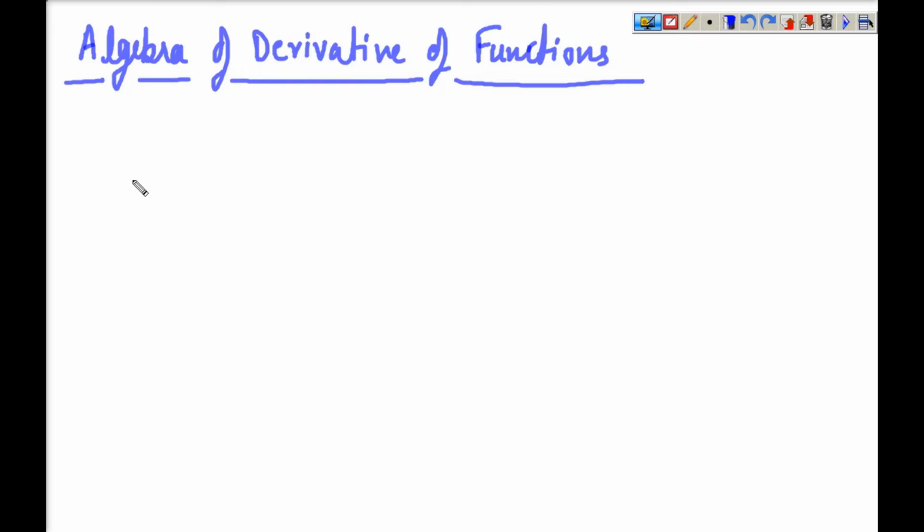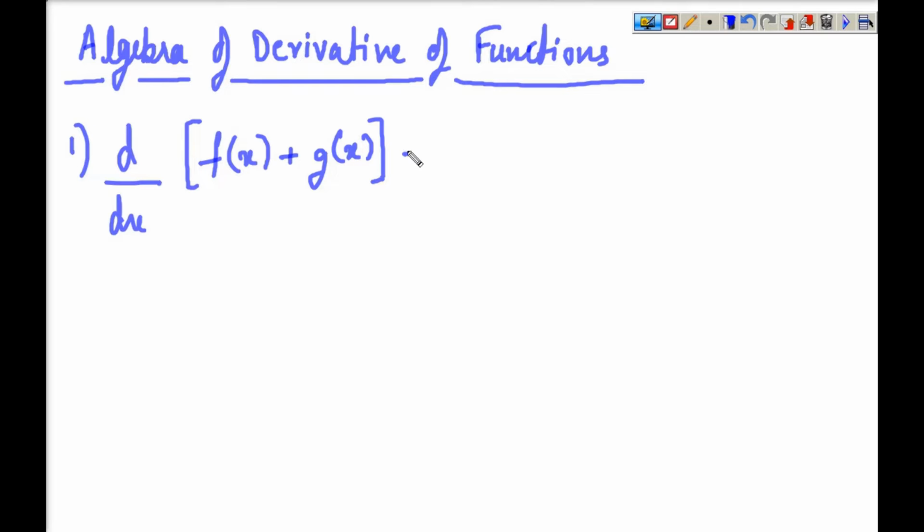So I'm going to write some rules about the algebra of derivatives which are going to be applied to solve problems. The first rule of derivatives, this is the notation d by dx. If I have to find the derivative of the addition of two functions, f of x and g of x, this is equal to the derivative of f of x plus the derivative of g of x.